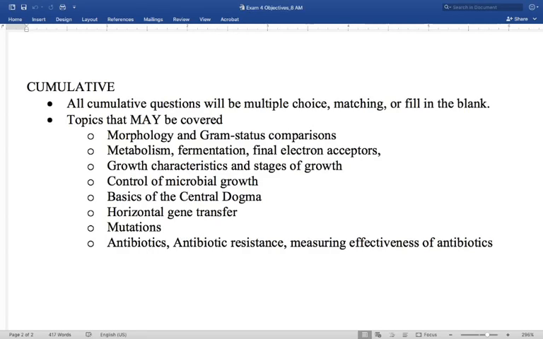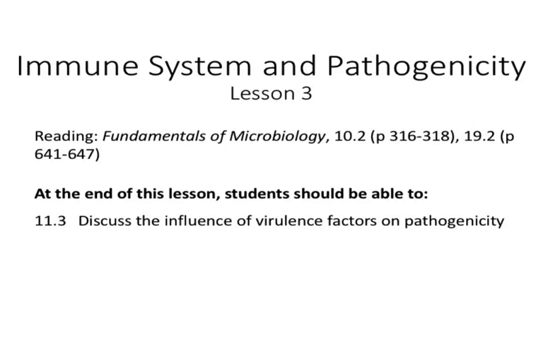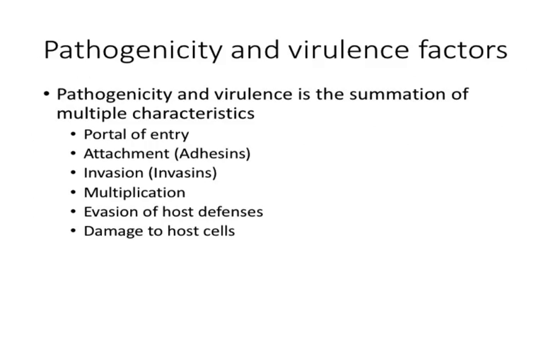General themes of metabolism, fermentation, and final electron acceptors. Growth characteristics. Can we define an organism as a mesophile or an acidophile based on a particular growth characteristic? And stages of growth: lag, log or exponential, stationary, and death phase. Ways we can control growth.